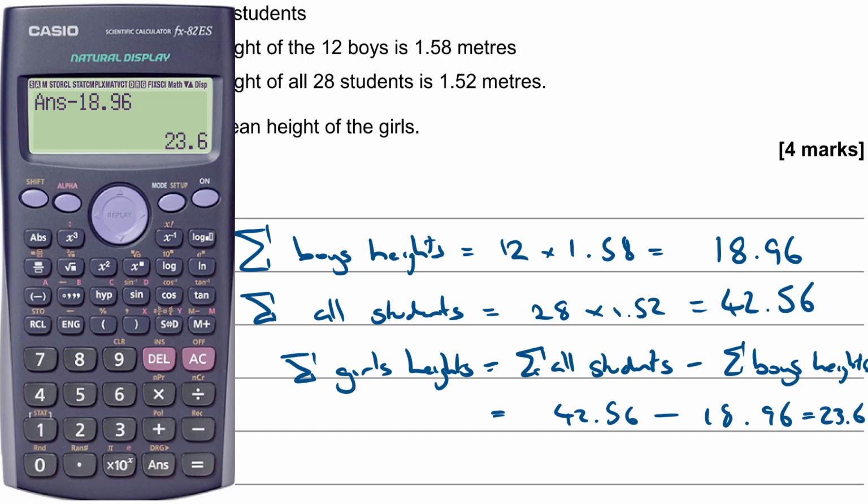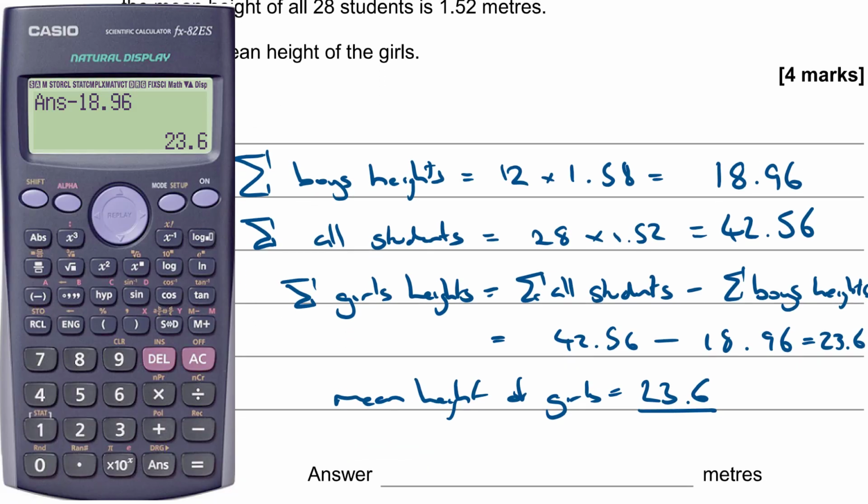So assuming that the rest of the class that aren't boys are girls, that would give me 16 girl students, and I know that their total height is 23.6. Then the mean height of the girls is going to be that total 23.6 divided by the number of girls, which is 16. Which would make their mean height 1.475.